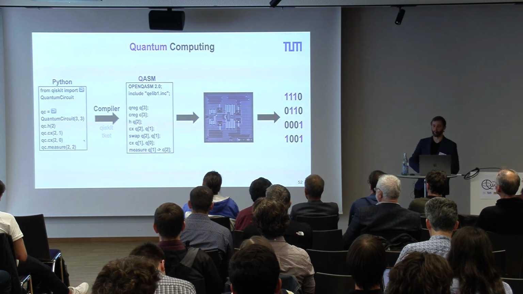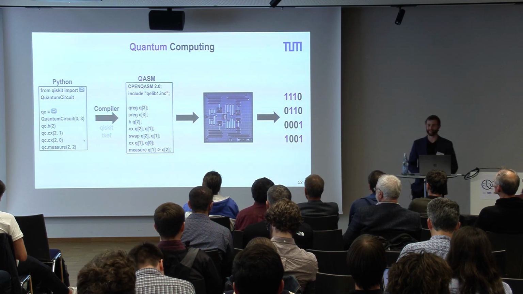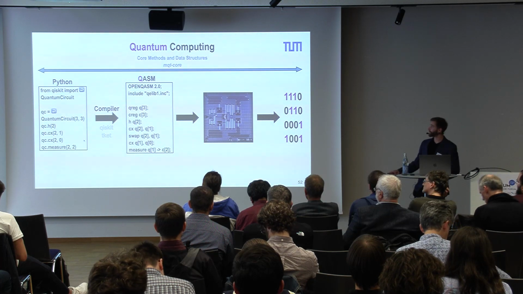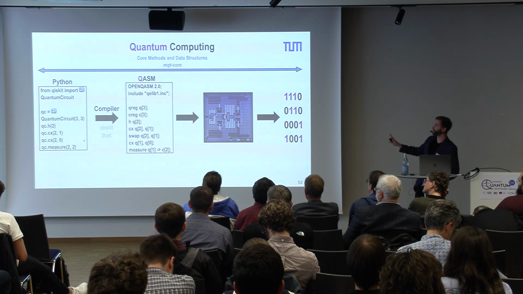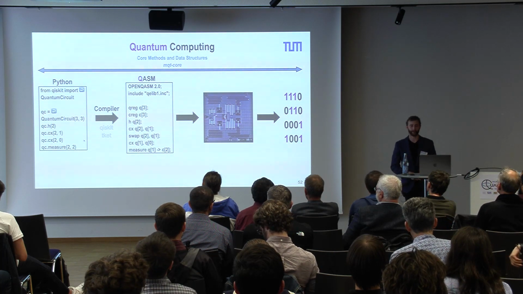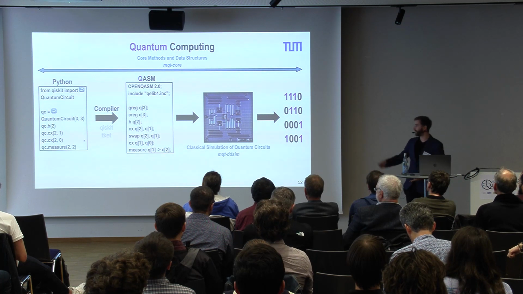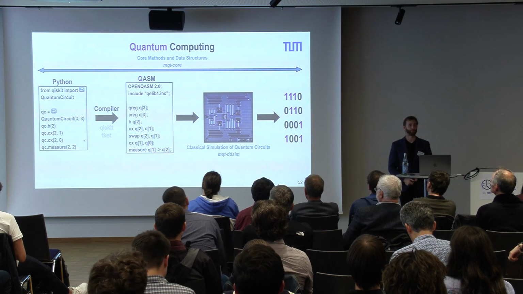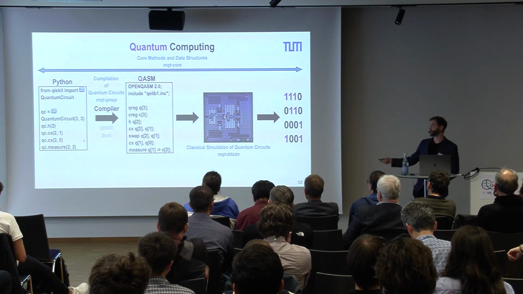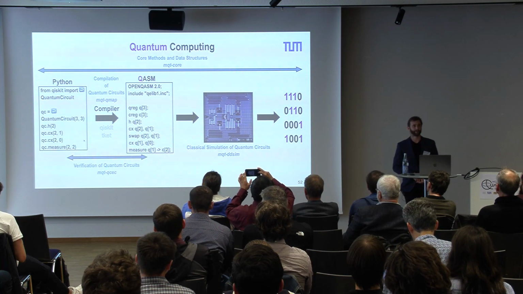Going back to this overall picture once more. I'll probably go back to it a couple more times, but let's see. What we've heard so far, I'd like to do a quick recap, is we have our core tools, core methods and data structures that support this whole flow: decision diagrams, ZX, and intermediate representation. We've heard about DD-SIM, that's used for classical simulation of quantum circuits, about QMAP, that helps in compilation of quantum circuits, and about QCEC, that helps in the verification of quantum circuits.